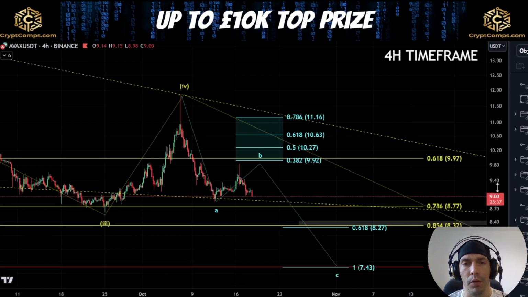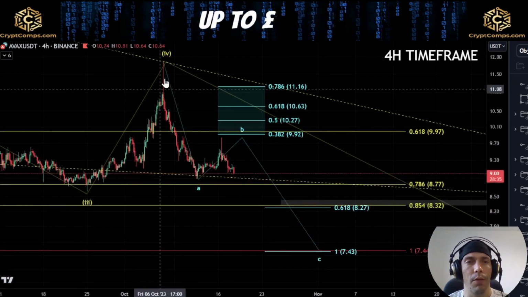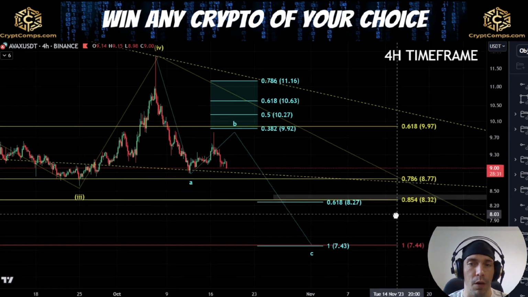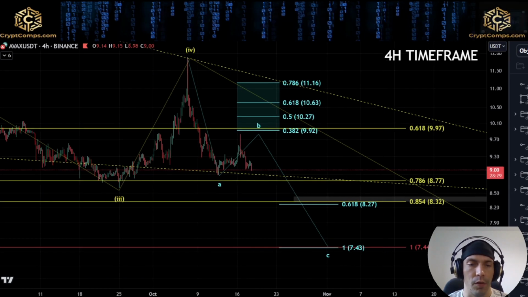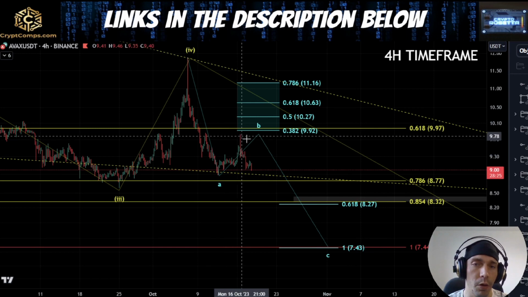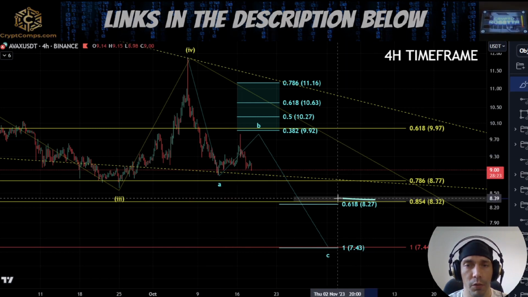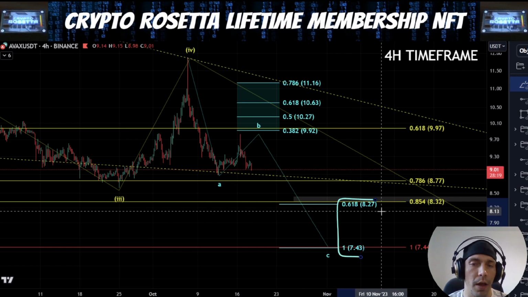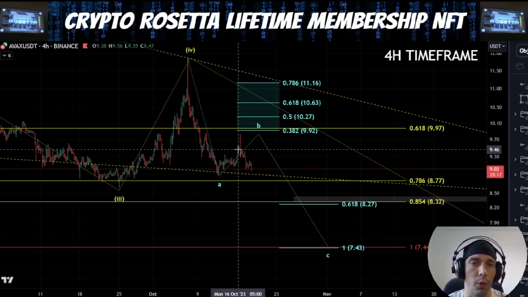We'd be looking for something like this to play out, where effectively we have this as our A wave, we're looking for a B wave up and then a C wave down. What we can see within this idea is that if this B wave has actually completed here, we could be starting the C wave, in which case we'd be looking for a move down between this 0.618 here at this $8.27 to this 743.